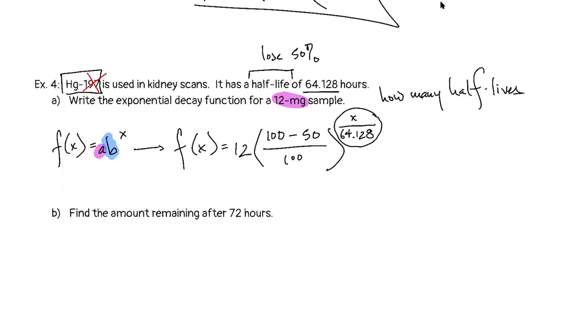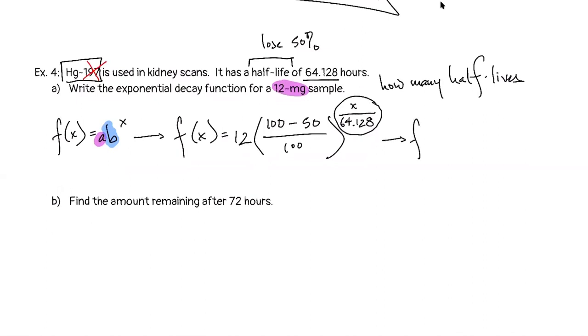And that's where we put it. And we can do the same thing where we clean this up so we have a nicer equation to use for the next part. It'll be 12 times 0.5 to the power of x over 64.128.